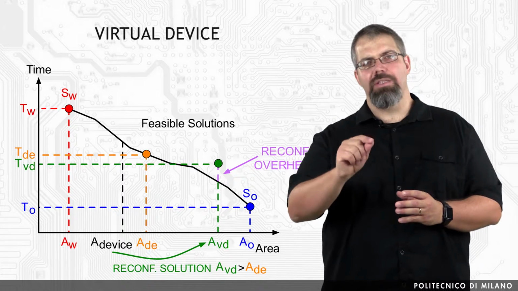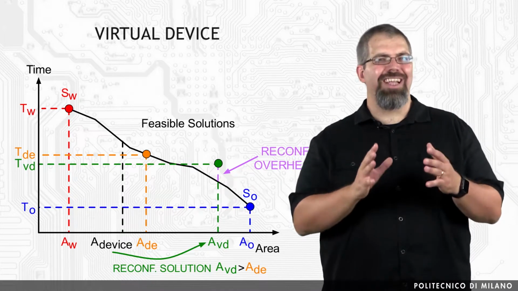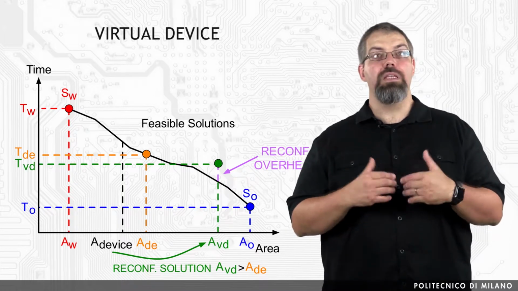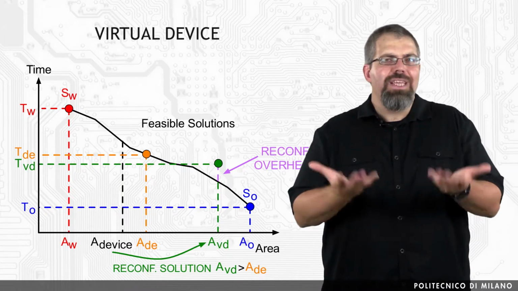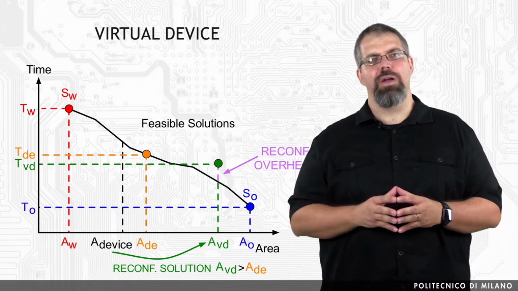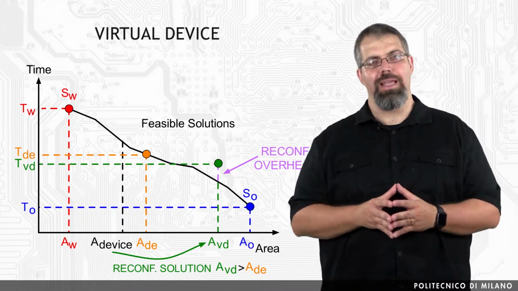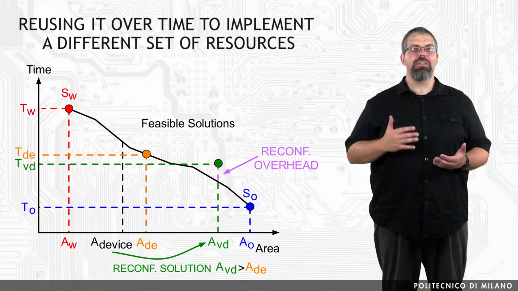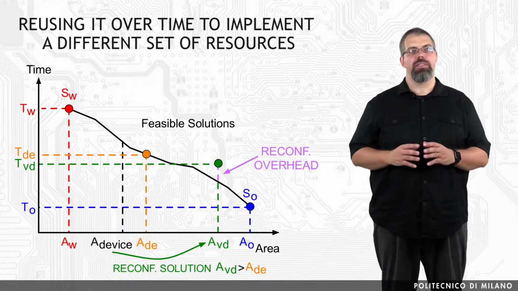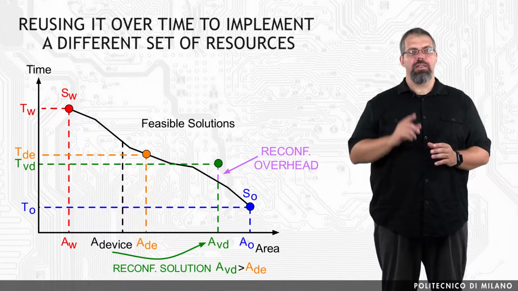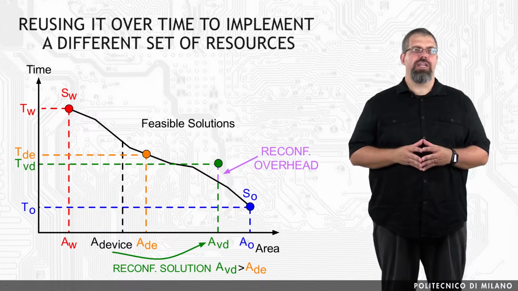Now, the real question at this point is how to extend the area AD of our physical device to be this new area AVD for the required virtual device? That is exactly where the reconfiguration is coming to play. One way in which we can extend the area is by reusing it over time to implement a different set of resources. That is great. That is exactly what we need. Now, this is defining a new challenge.